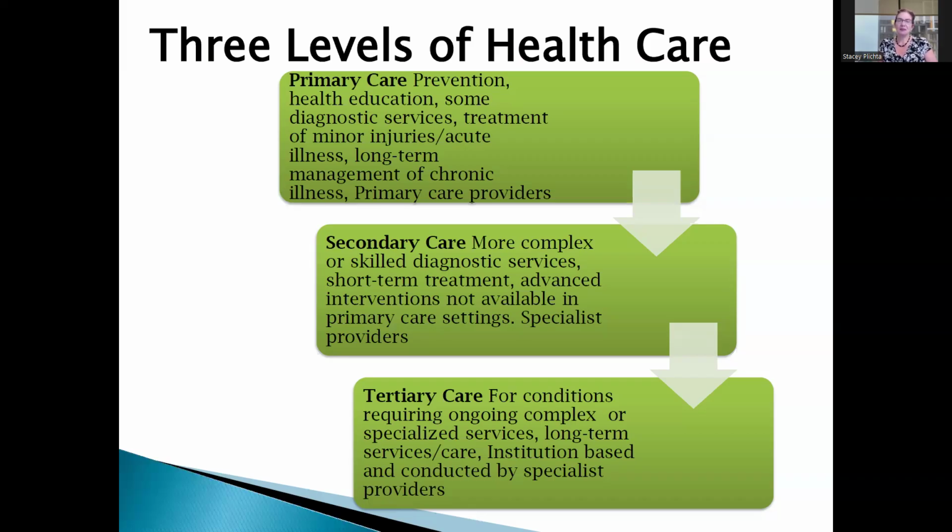Secondary care is more complex, requires more skilled diagnostic services, usually involves some kind of short-term treatment that needs a hospital or other surgical setting, advanced interventions not available in primary care, and specialist providers. Tertiary care is when the person requires care for ongoing complex or specialty services. For long-term services, this is institution-based and conducted by specialist providers.